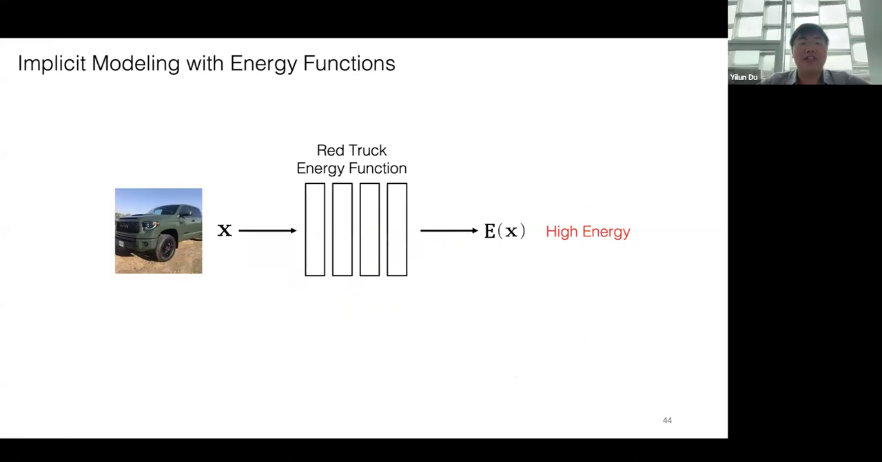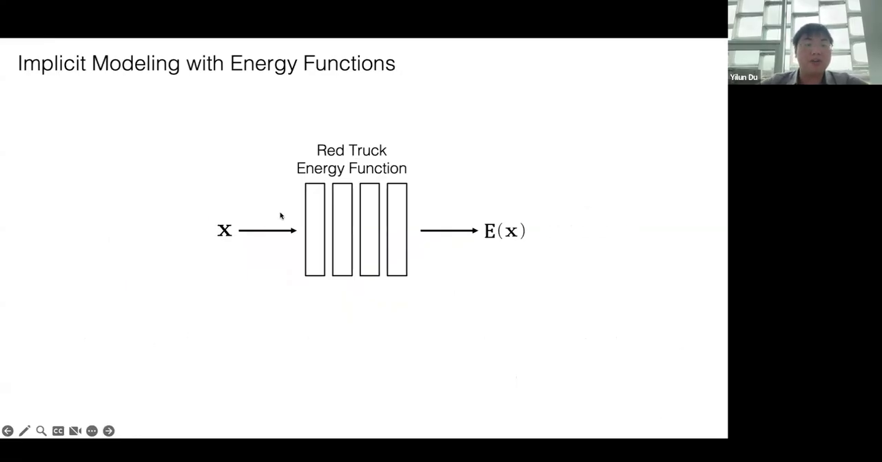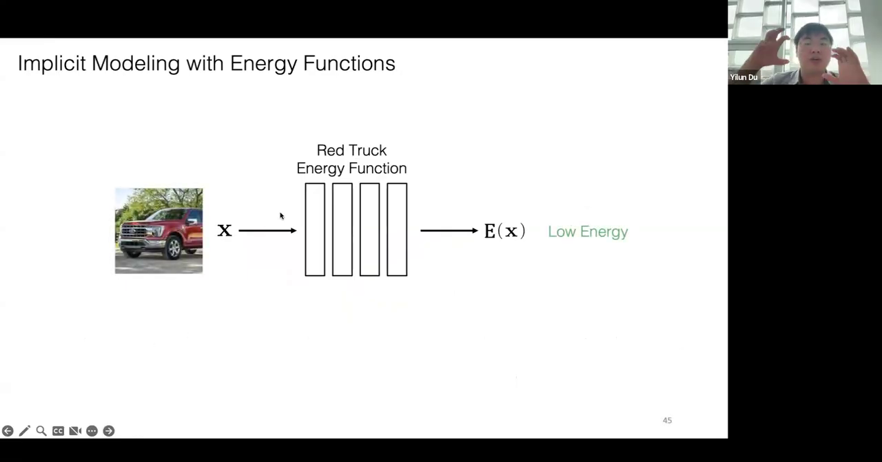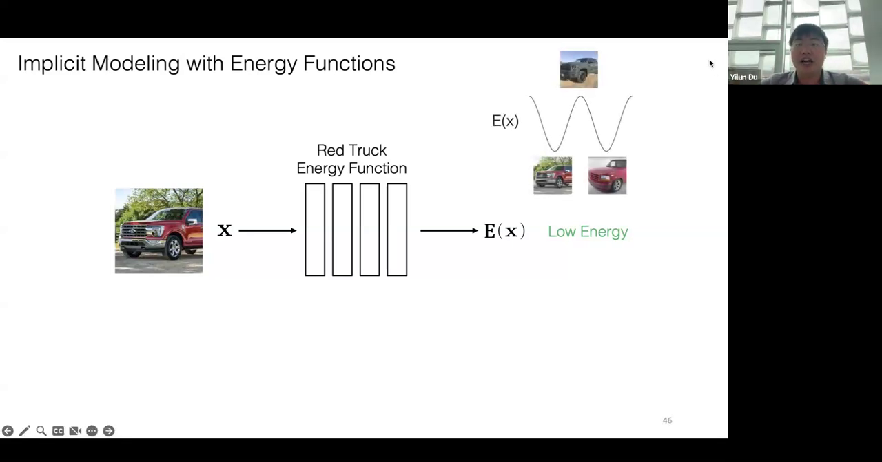If we consider an energy function, for example, a red truck energy function, this energy function takes in an image of a green truck and it outputs high energy. And an energy-based model for red trucks, when given a red truck, will assign it low energy. Essentially, the energy function parameterizes this probability landscape over the space of all images, so that images that have red cars have low energy and images that have green cars have high energy.